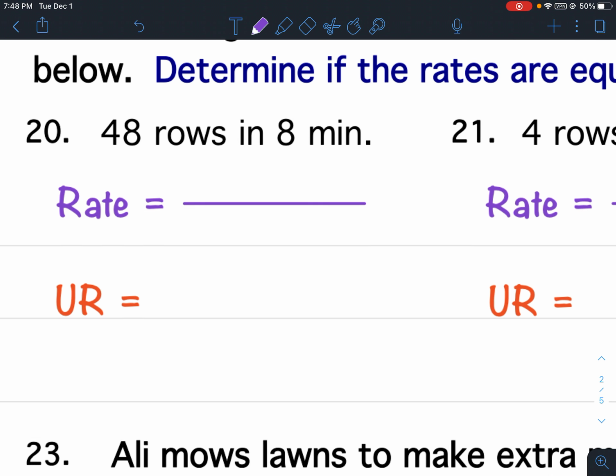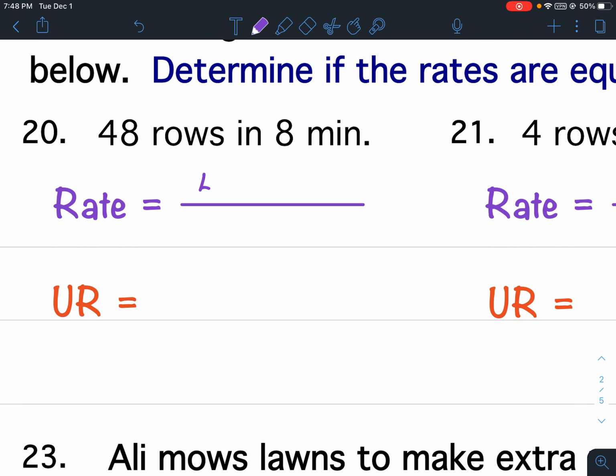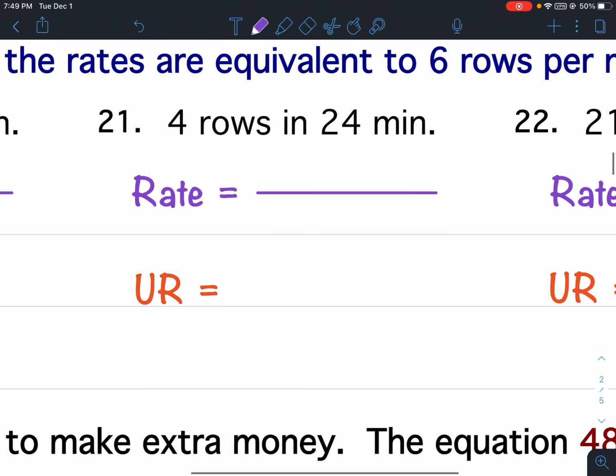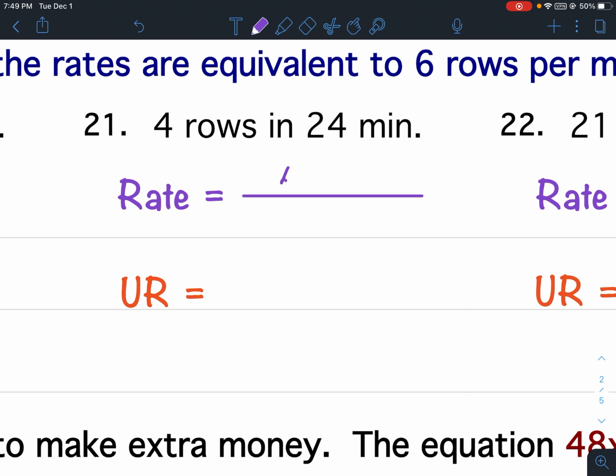So for number 20, I put the number of rows, so that would be 48 rows, over the number of minutes, which would be 8 minutes. And you'll divide that out to find your rows per minute. In 21, I put the number of rows on the top, over the number of minutes, and we'll divide to find the rows per minute.